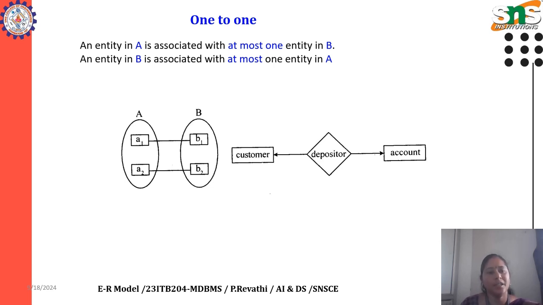One to one. An entity A is associated with at most one entity in B. Each entity instance in the relationship is related to at most one instance of the other entity. Customer, depositor, account. Customer deposits amount to the account. For example, a person can have only one passport and each passport is associated with only one person.